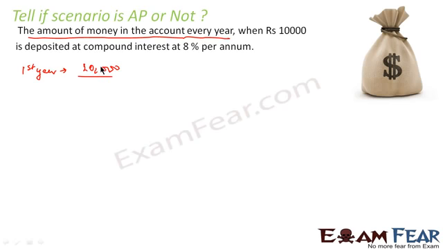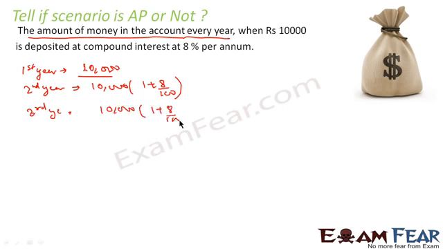At the end of the first year and the starting of the second year, you'll get 10,000 into 1 plus R by 100, that is 8 by 100. Third year, you'll get 10,000 into 1 plus 8 by 100 to the power 2. Why? Because the formula is total amount is equal to principal into 1 plus R by 100 to the power t, and t is the time frame. Correct?